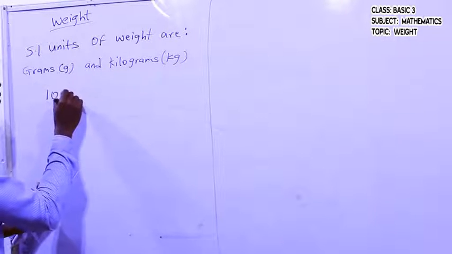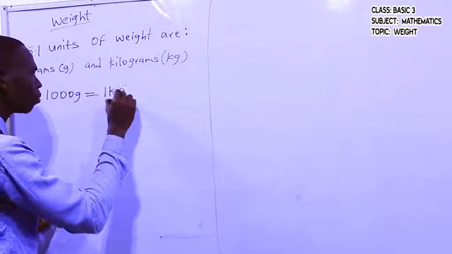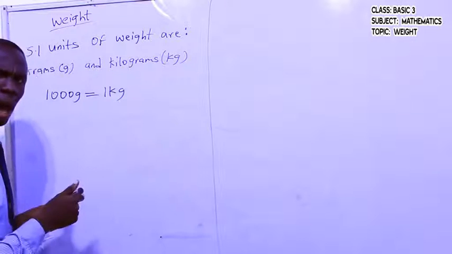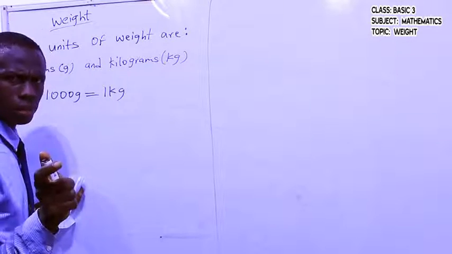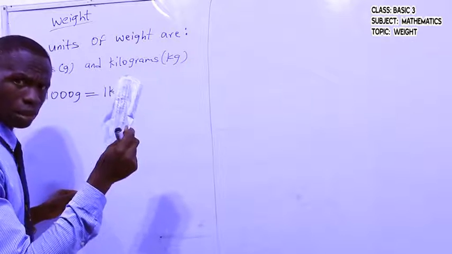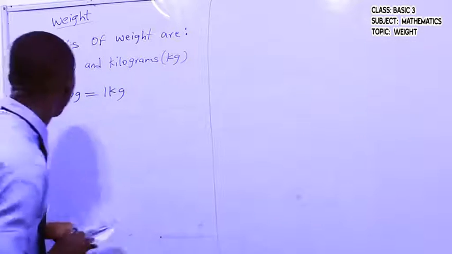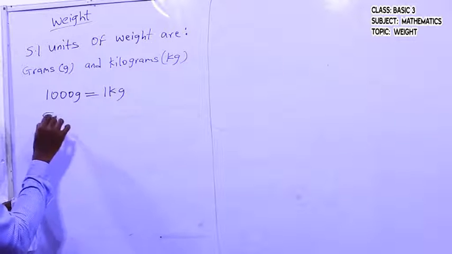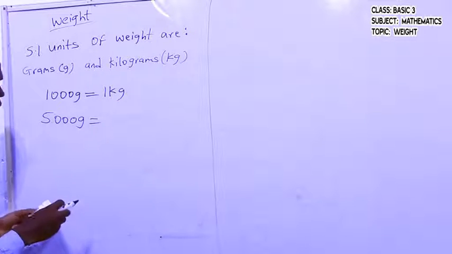1,000 grams is equal to 1 kilogram. How will you know? Remember, any object has a weight. Even this paper, any object has its weight. Now, if I have something like this, 5,000 grams, what will it be in kilogram?